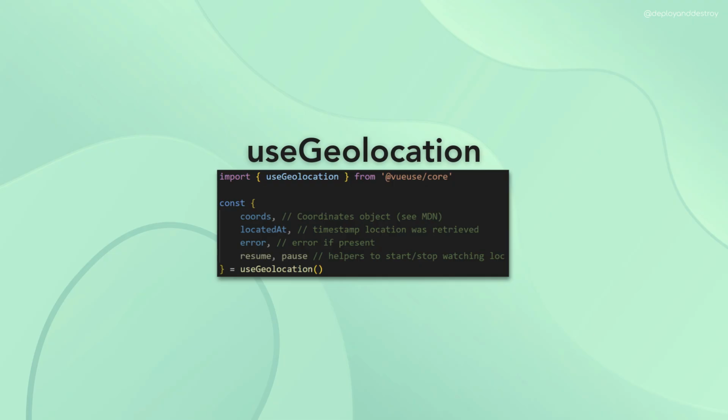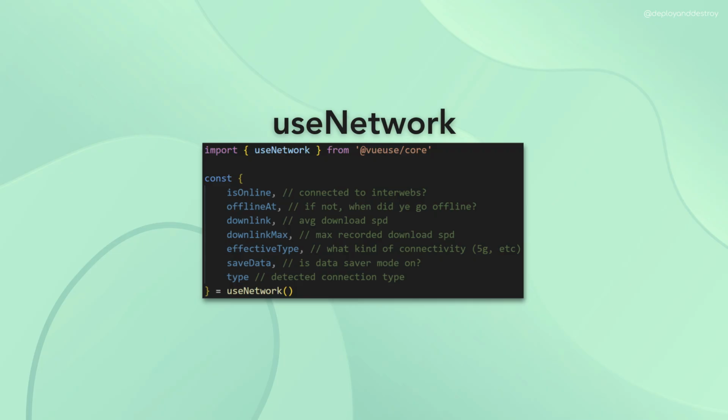Use geolocation gets the user's location via the geolocation API. Great for location-based filtering or features. Just like with notifications API, this will prompt the user for permissions. Use network checks the network status and type. It's handy for apps where offline or slow network handling matters, or if you're building a PWA.